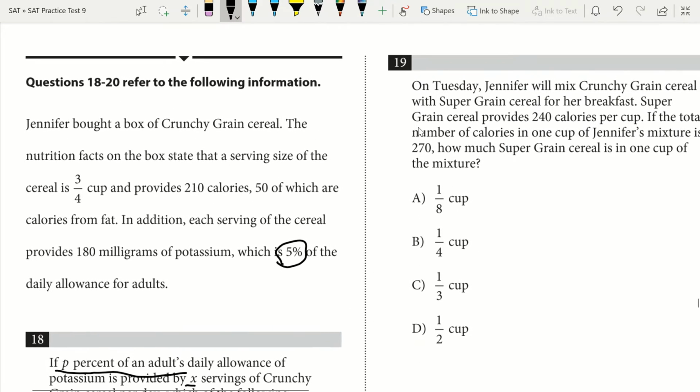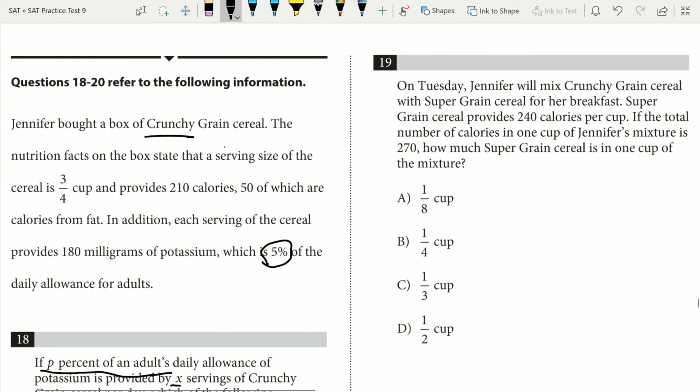Question 19. On Tuesday, Jennifer will mix the crunchy grain cereal, which is discussed on the left here, with super grain cereal for breakfast. Super grain cereal provides 240 calories per cup. Okay, that's an important distinction. This is per cup. Over here we had our information in 3/4 of a cup. If the total number of calories in 1 cup of her mixture is 270, how much super grain cereal? I'm going to represent super grain as S with that dash through it, and then I'll represent crunchy grain as C. All right, is in 1 cup of the mixture?